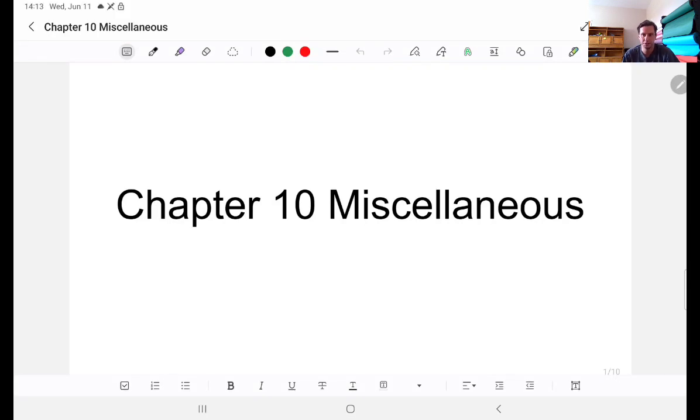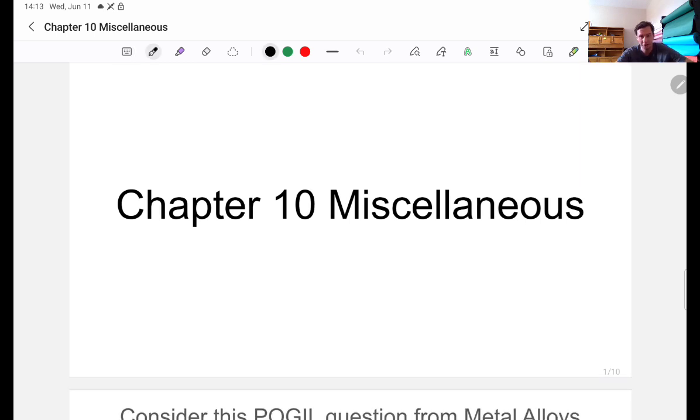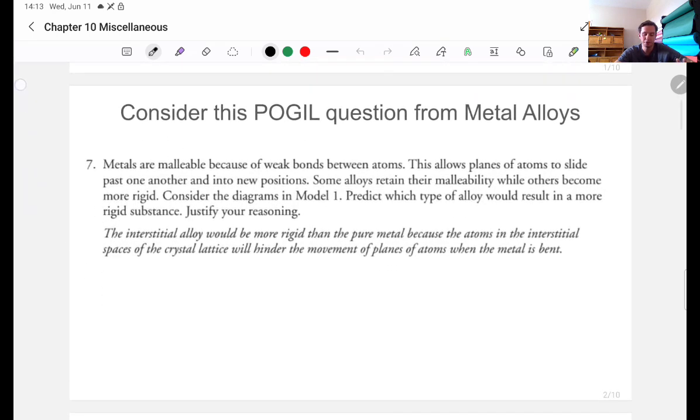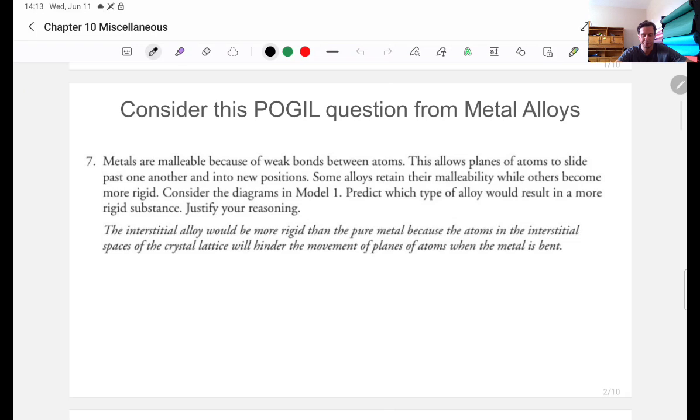So basically, there are just a couple quick things from chapter 10, looking at the way the multiple choice questions are structured, that I want to reiterate. They've already been covered in the lesson notes, and also in the POGL. But consider, for example, this statement from the POGL on metal alloys: The interstitial alloy would be more rigid than pure metal because the atoms in the interstitial spaces of the crystal lattice will hinder the movement of planes of atoms when the metal is bent.